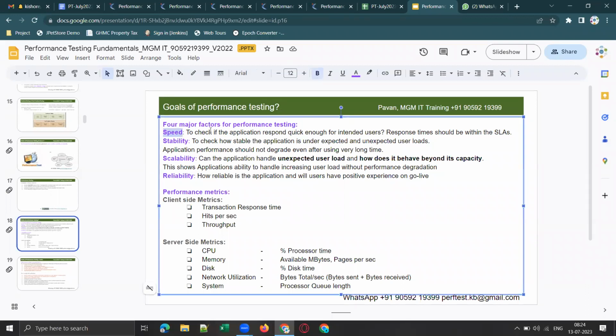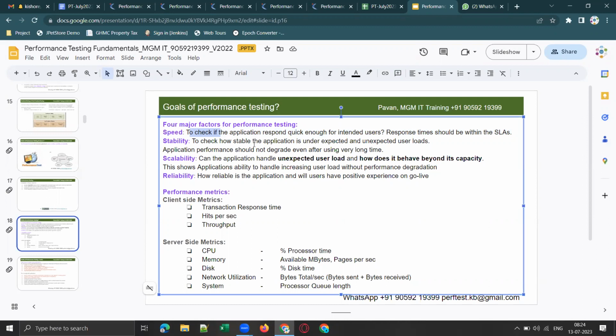First one is speed. What is meant by speed? To check if the application responds quick enough for intended users. Our response time should be within the SLAs. Clear, guys? To check if the application responds quick enough for the intended users. Let's assume that, did I tell this Amazon example? Okay, let me give some example.